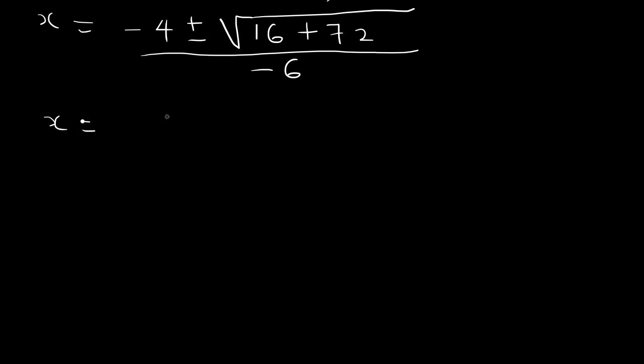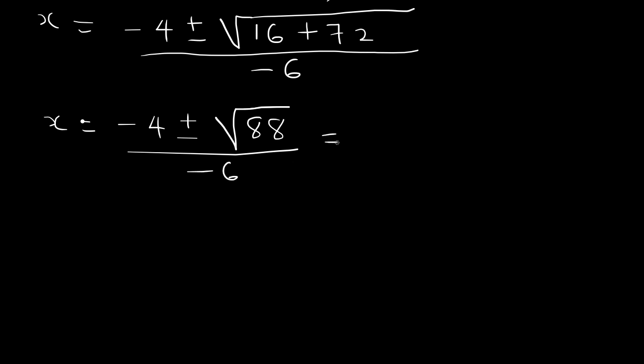We have that x is equal to minus 4 plus minus square root of 16 plus 72 is 88, and we'll divide by minus 6. And if we go further, we'll have that x is equal to minus 4 plus minus the square root of 88. 88 is equal to 9.381 to 3 decimal places. Everything divided by minus 6. Alright. So x, as we can see, we have two signs, positive and negative, plus minus. So we are going to take them one after the other.